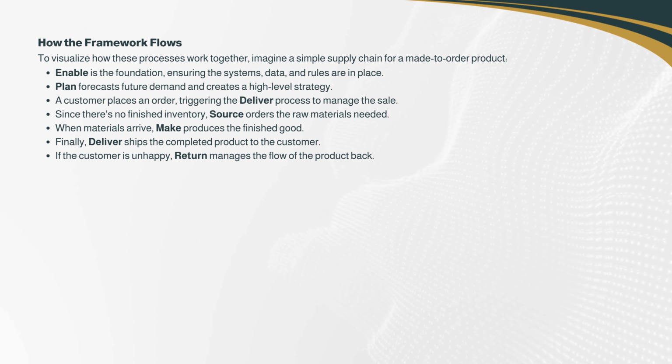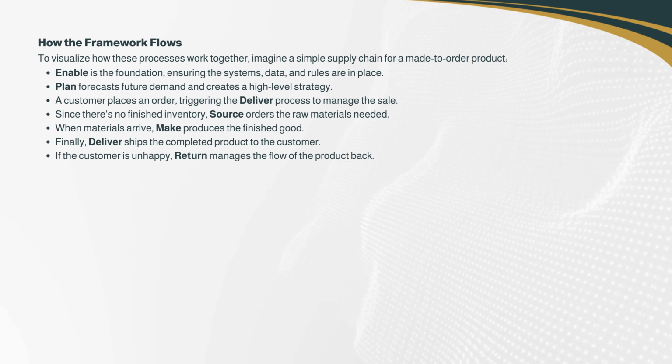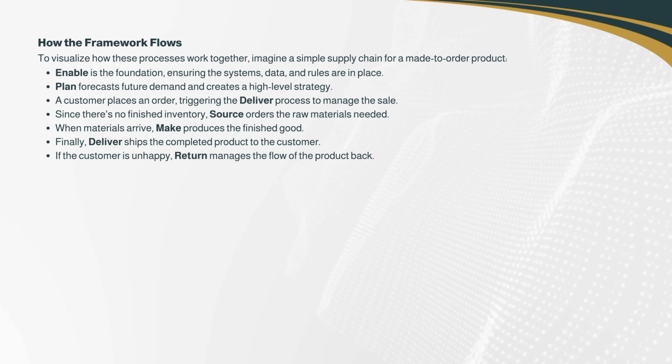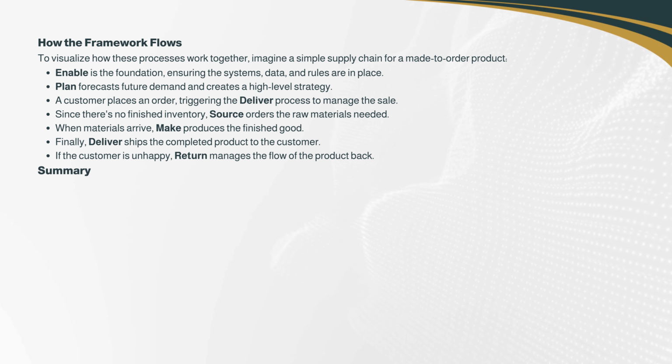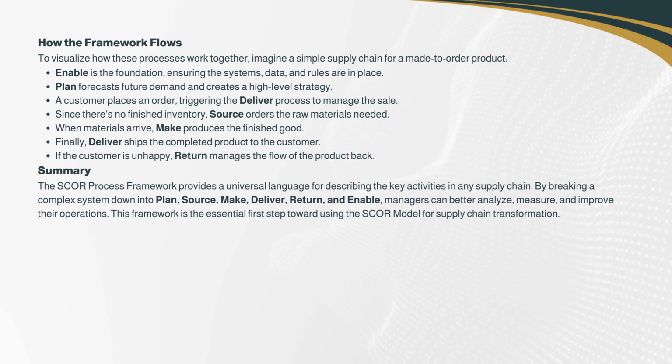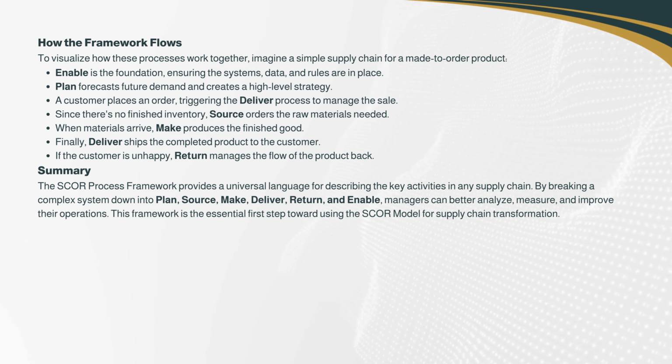When materials arrive, make produces the finished good. Finally, deliver ships the completed product to the customer. If the customer is unhappy, return manages the flow of the product back. Summary: the SCOR process framework provides a universal language for describing the key activities in any supply chain.